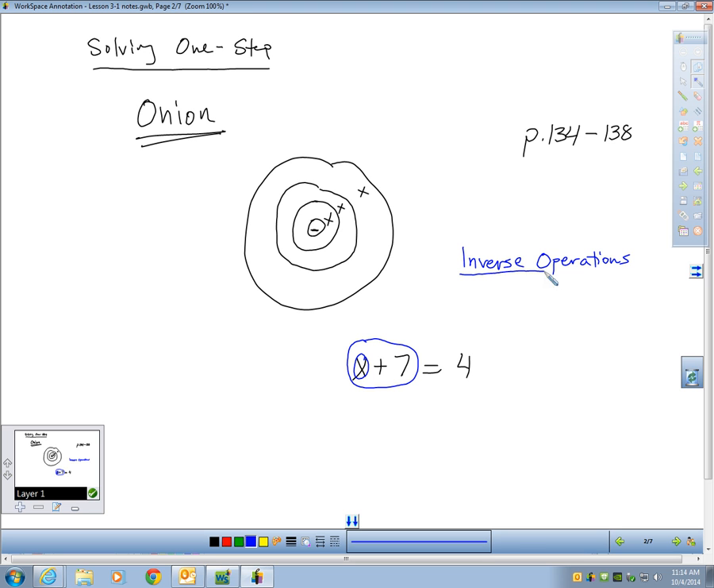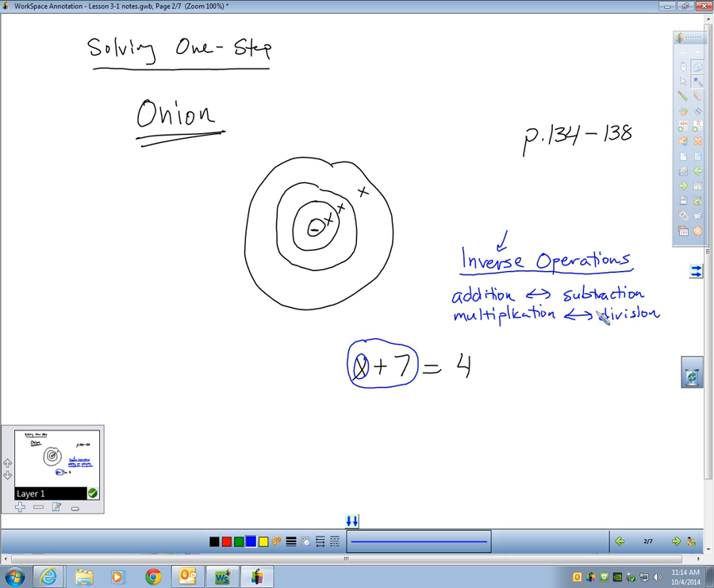Now the word inverse kind of means, in a way, backward, okay? Operations that will undo each other. So if you think about addition, the inverse of addition is to subtract. Subtraction gets rid of addition. On the other hand, if you start with subtraction, addition gets rid of subtraction. So addition and subtraction are inverse operations. Now when you think about multiplication, the inverse of that would be division.